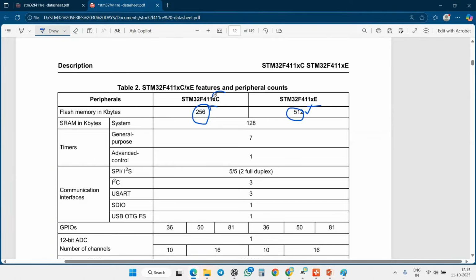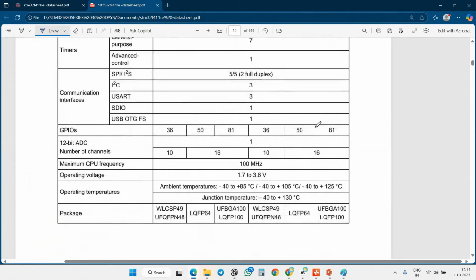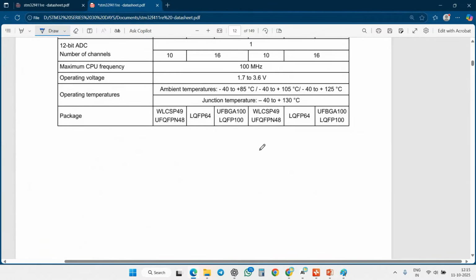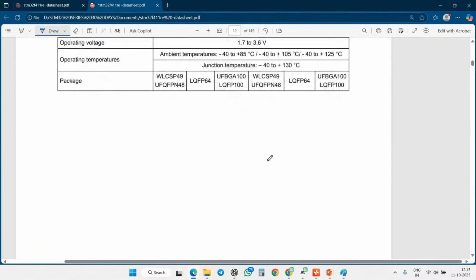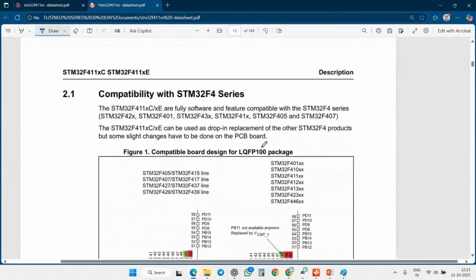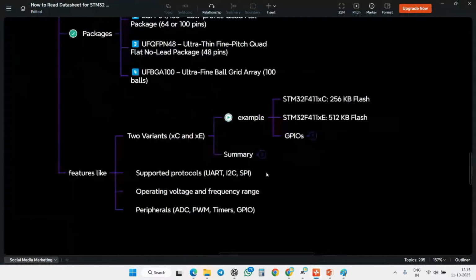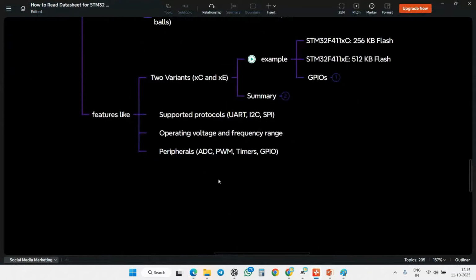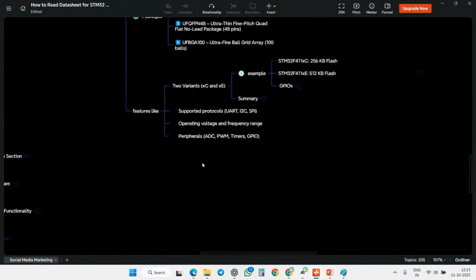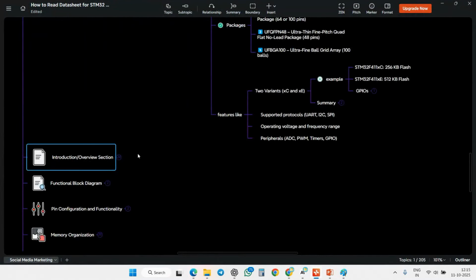If you only want a smaller flash memory size, just go with the XC variant. If you want a larger memory size, go with the XE variant. The package size can also differ. That is the big difference. You can also see the protocols; if you want to use a different one, it will vary.